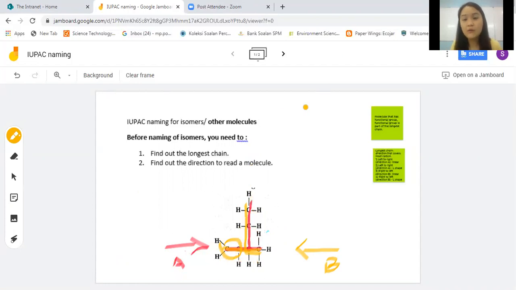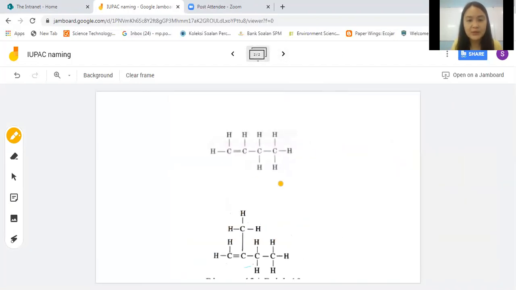Okay, so we go for more examples. Let's look at the second one. If I were to read this molecule, again, the options would be: I can read from direction A. This is direction A. Because this is a linear molecule, you can only read it linearly.